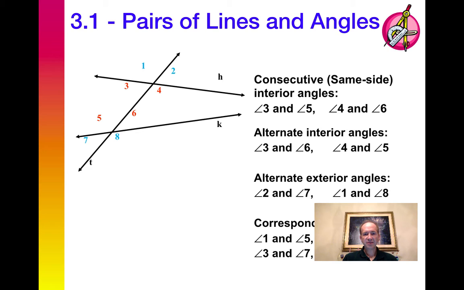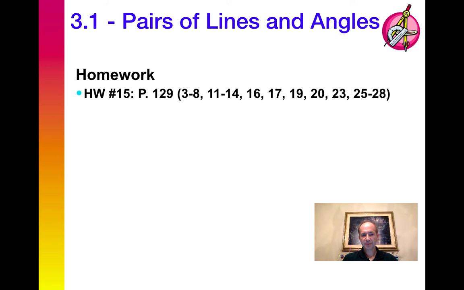So we have consecutive interior angles, alternate interior angles, alternate exterior angles, and corresponding angles, all caused by a transversal going through and intersecting two lines. And that just leads to our homework. And so now do your homework, and you will find out more about these lines.